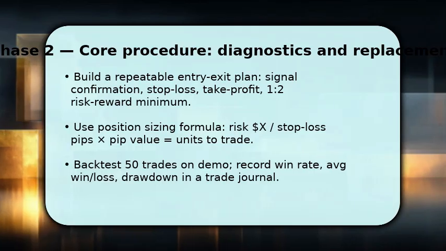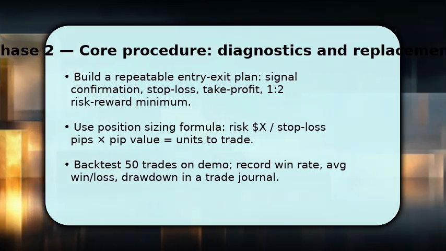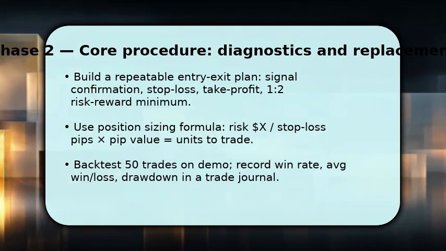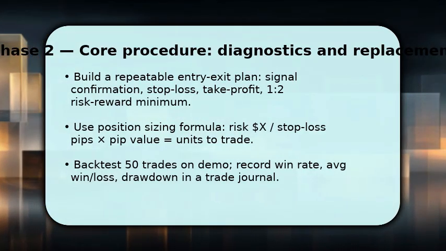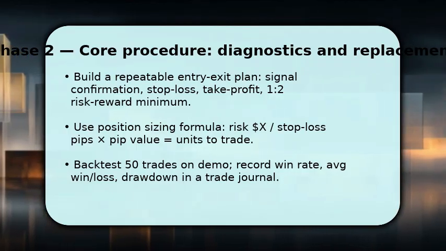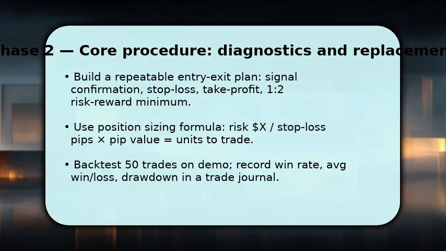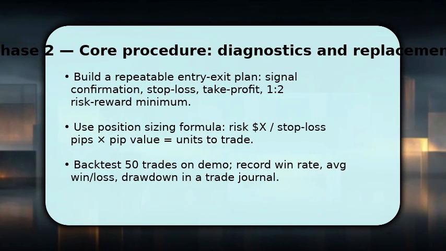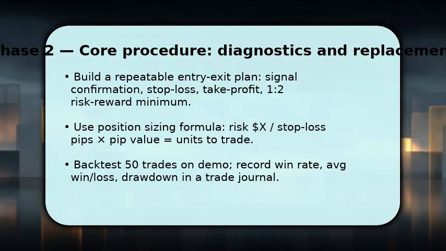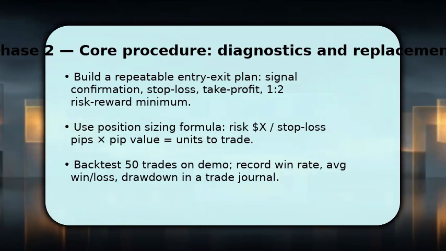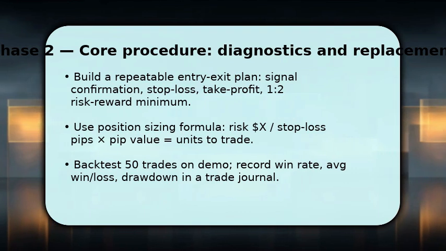Once you have that, calculate position size using your risk amount divided by stop loss pips times pip value, so your exposure is consistent. Next, backtest and forward test on demo for about 50 trades. Log every trade in a journal and track win rate, average win versus loss, and peak drawdown to see if the strategy is viable.